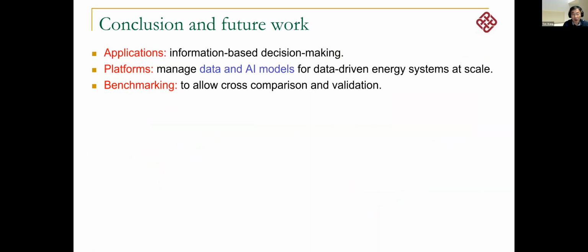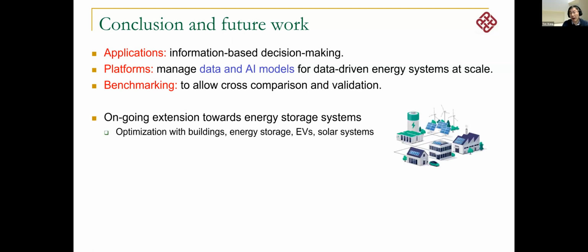So as a conclusion, in this talk, we discuss applications. There is a transition from physics-based control, decision-making, into information-based decision-making, and that can lead to significant gain. And we talk about platforms to manage AI and AI models at scale. We handle many heterogeneity. And we also present some ongoing benchmarking efforts. The objective is for cross comparison and validation. Some ongoing work is extension, so from buildings, extending this data heterogeneity and model to energy storage and hopefully EV to make that interoperability at a wider scale.